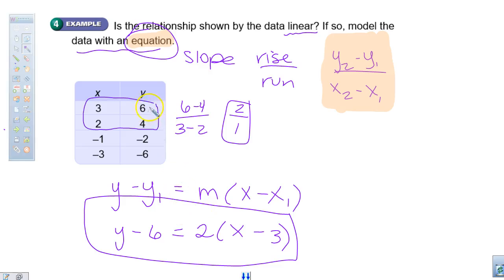So what I did was I subtracted 6 minus 4. So I did y2 minus y1. I did 6 minus 4, and I got 2. Over x2 minus x1 would be 3 minus 2, which is 1. And you'll notice my arrows, I have to subtract in the same direction. So my slope that I'm getting right here is 2 over 1, which we can simply write as 2. Now, in order to determine if the data truly is linear, it's a good rule of thumb that you should always find the slope twice and make sure that you get the same thing both times. So I'm going to go ahead and do that again.